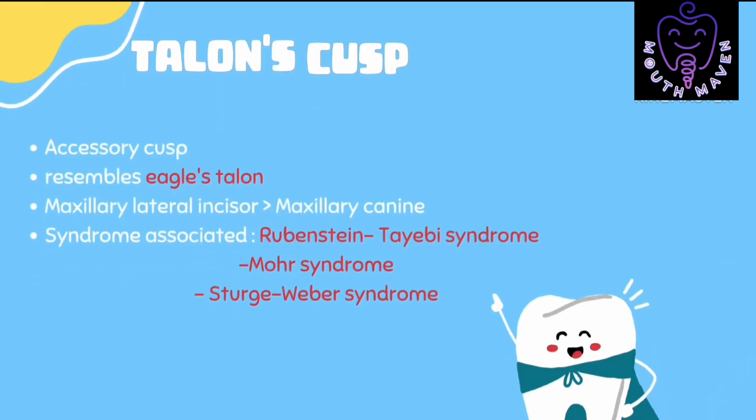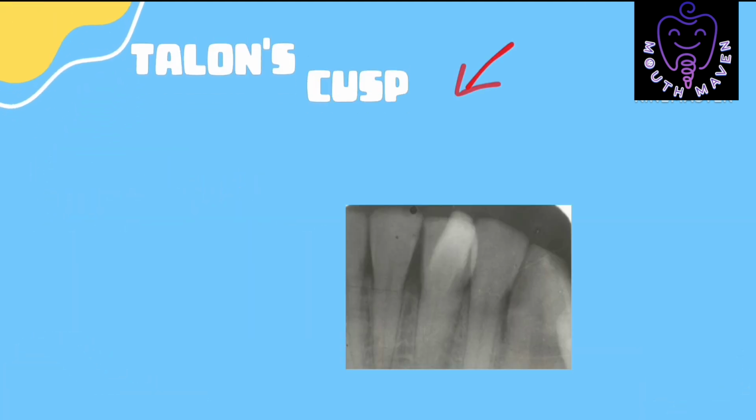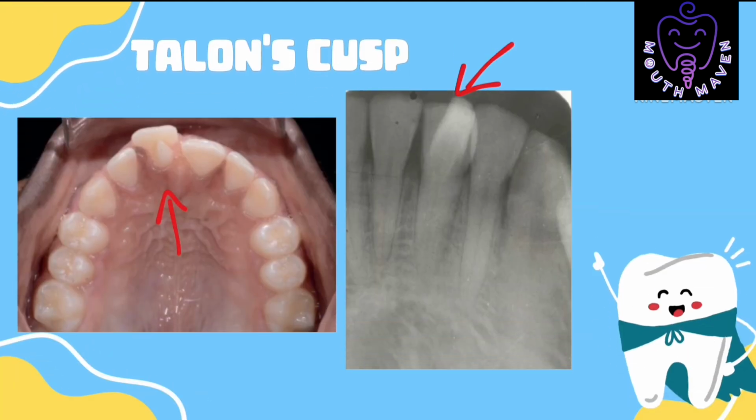Now, the next topic is talons cusp. It is also known as accessory cusp, resembles an eagle's talon, and is more common in the maxillary lateral incisor than the maxillary canine. Syndromes are Rubinstein-Taybi syndrome, Mohr syndrome and the Sturge-Weber syndrome. Now, here is the image of the talons cusp along with the radiographic image of the talons cusp.